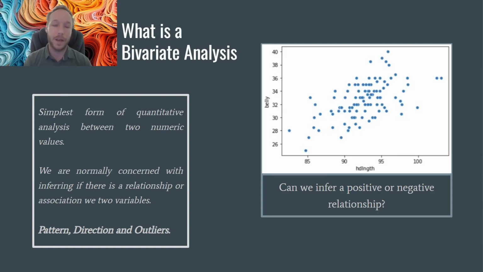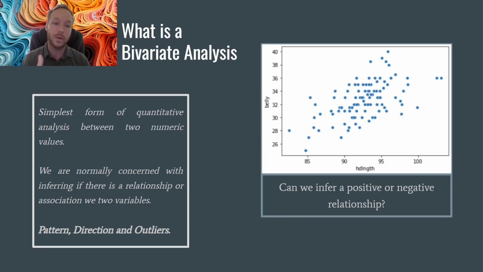What is bivariate analysis? Bivariate is really the simplest form of quantitative analysis, in the sense that we are comparing two continuous variables together. So we are normally concerned with understanding the association between x and y. In general, we could say, is it positive or is it negative, right? We really want to understand this relationship.